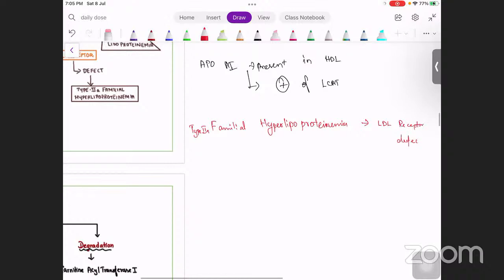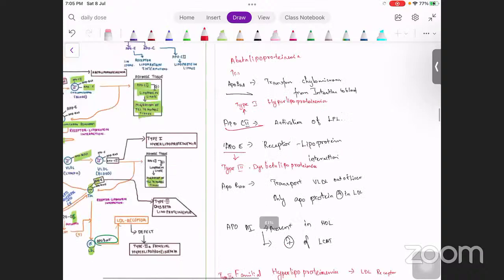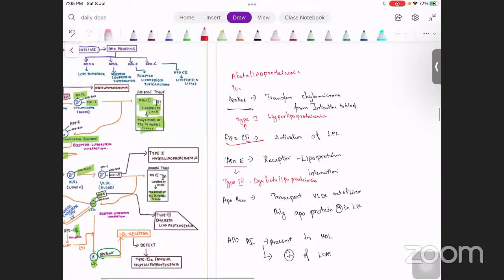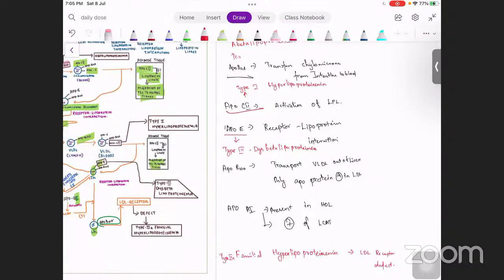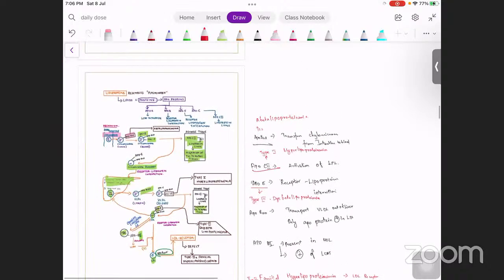You have to remember these things. LDL receptor defect. You have to remember all of these things. Okay, so this is quite important, and this page is quite important. You should not miss it. So top to bottom, you have to remember every single thing.